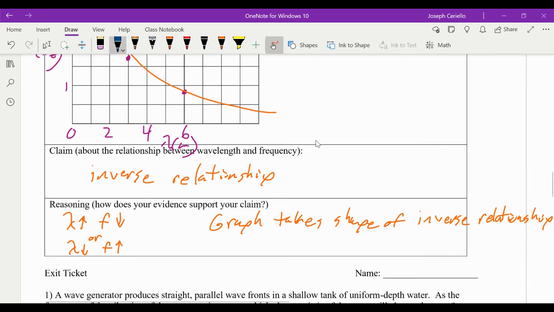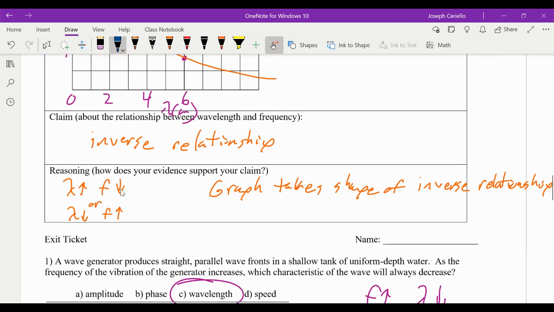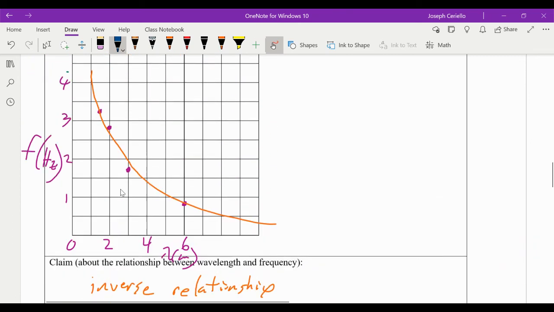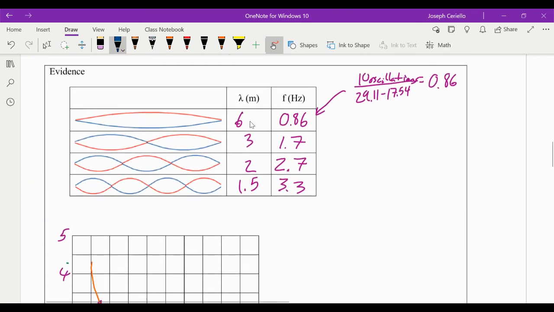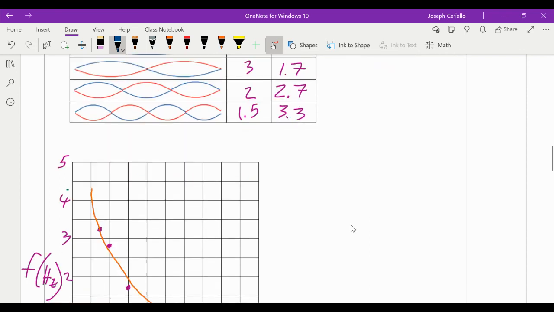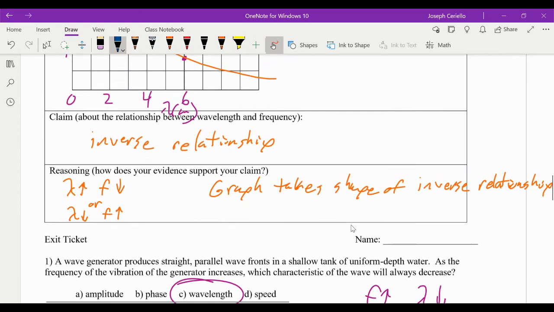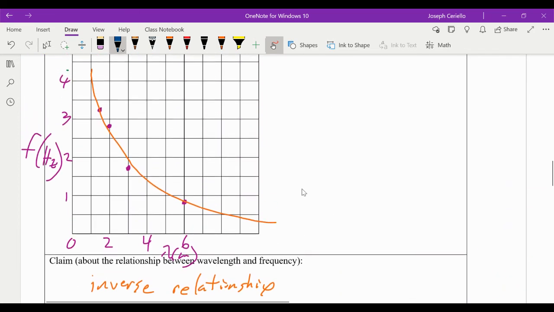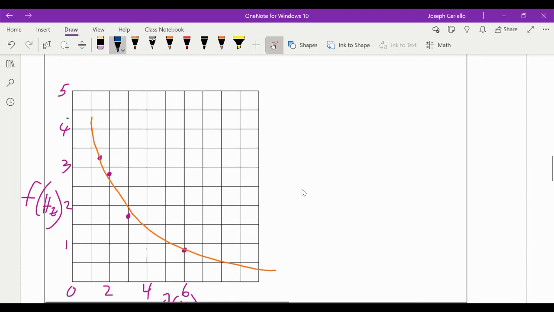All right, so this is an inverse relationship because as wavelength got bigger, frequency got smaller, and vice versa. As wavelength got smaller when we went down, the frequency got bigger. Or as wavelength gets bigger as we go up, the frequency got smaller. And this is just what an inverse relationship looks like. If we had more data points, it would have been even more evident.